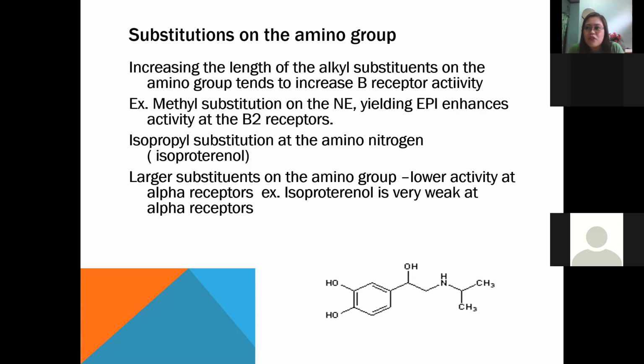So again, if you are asked what is the effect of a substitution on the amino group, the drug will favor binding to the beta receptor over the alpha receptor. So its activity on the alpha receptor is lowered. Just like isoproterenol, it's very active on the beta receptor but has very weak activity on alpha. I'm talking about alpha and beta as a whole: alpha 1, alpha 2, beta 1, 2, and 3.